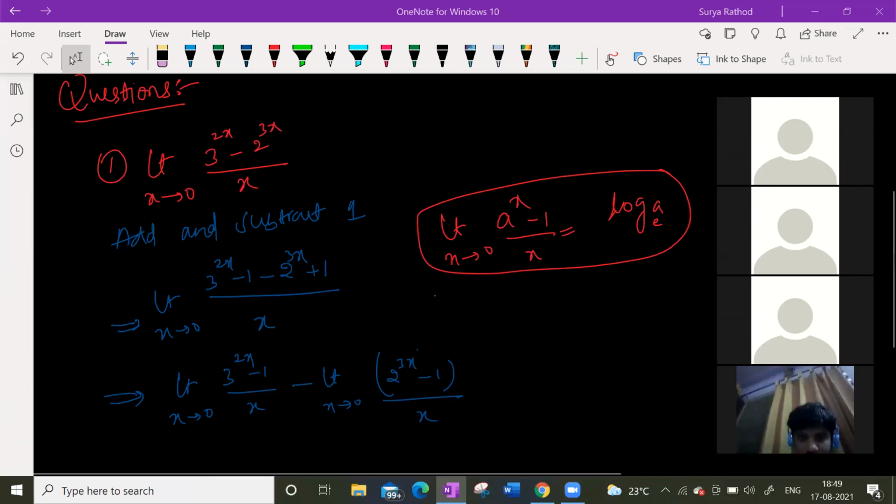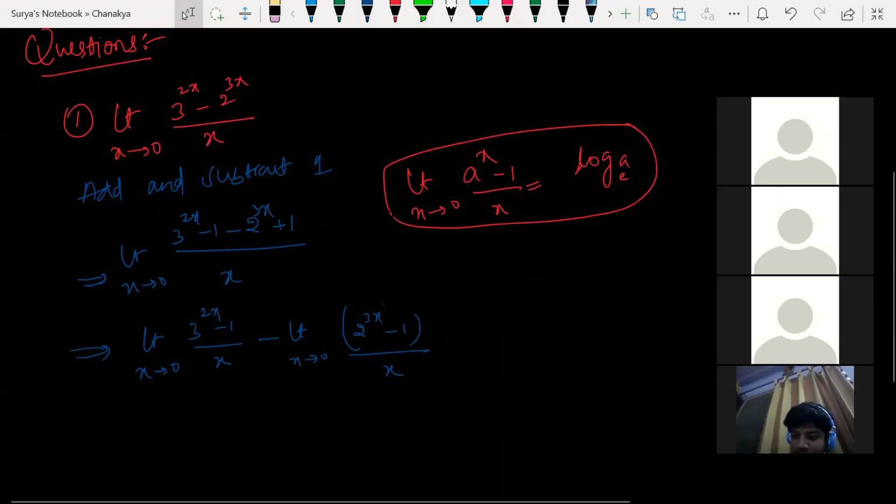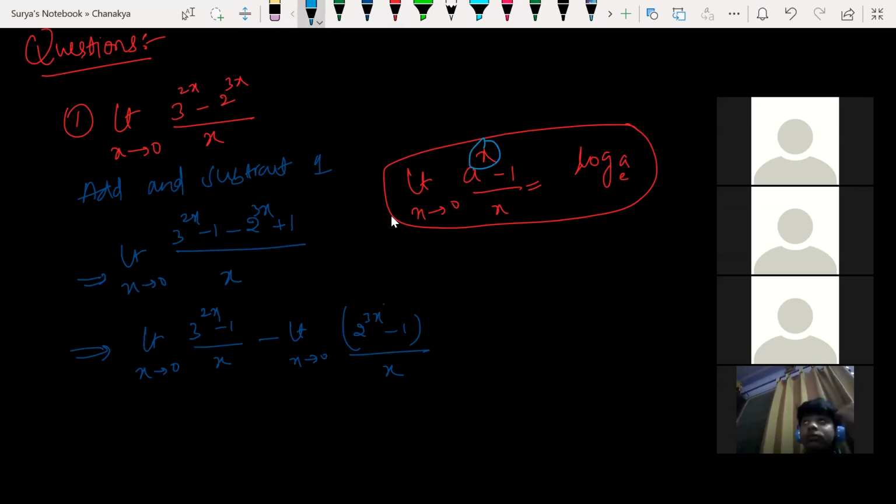Yes. Look at this now. The given question is looking like the form of limit x tends to 0, a power of x minus 1 divided by x is equal to log a base e. So now here I need something, whatever I have in the power, that should be the same in the denominator, isn't it? Whatever I have in the power, that should be the same in the denominator.